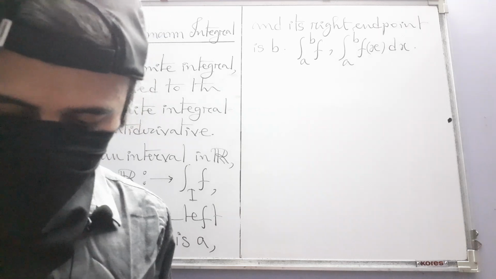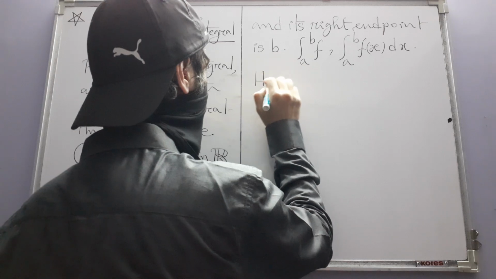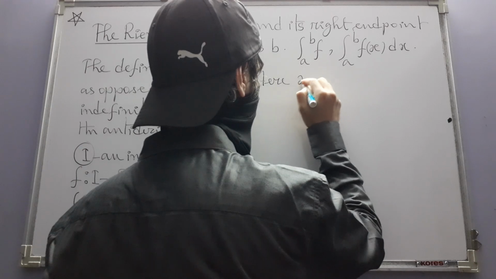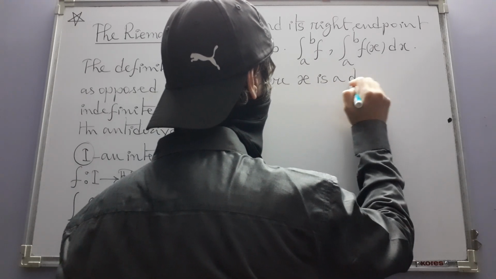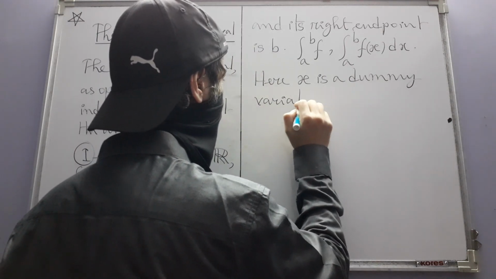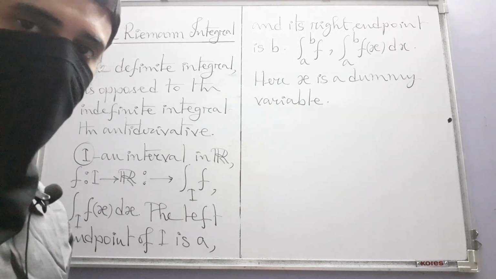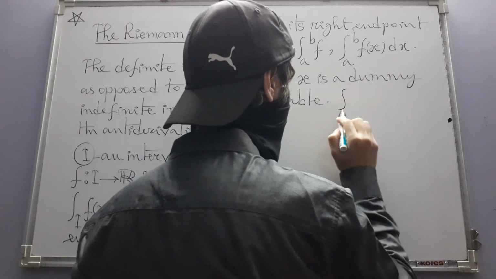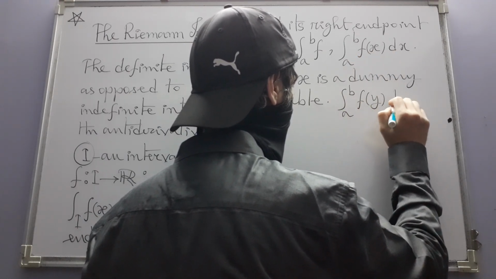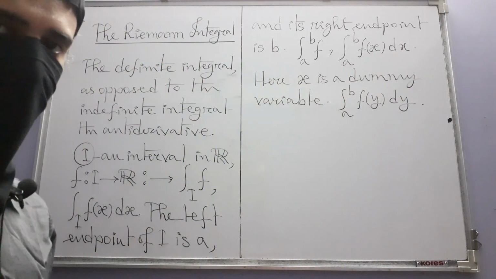Now there is one more thing that I should point out. This is something you already know, but let's again see it. Here, x is a dummy variable, which means that in place of x you can use some other letter also, nothing will change. For example, if in place of x you write say y, then this and this mean precisely the same integral, the same number.